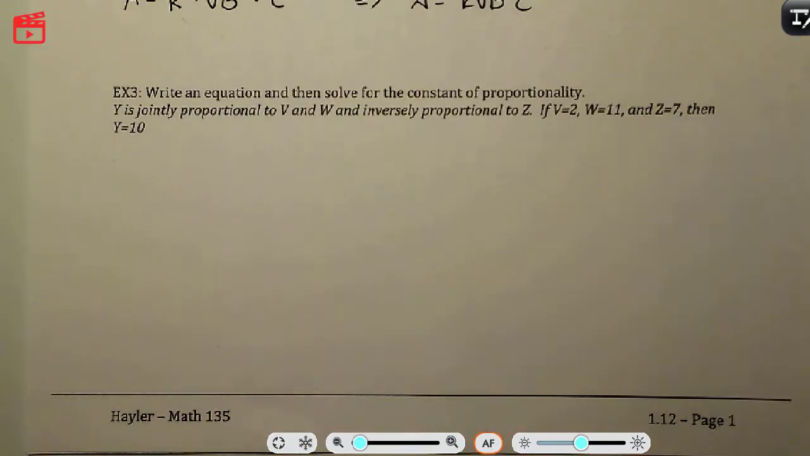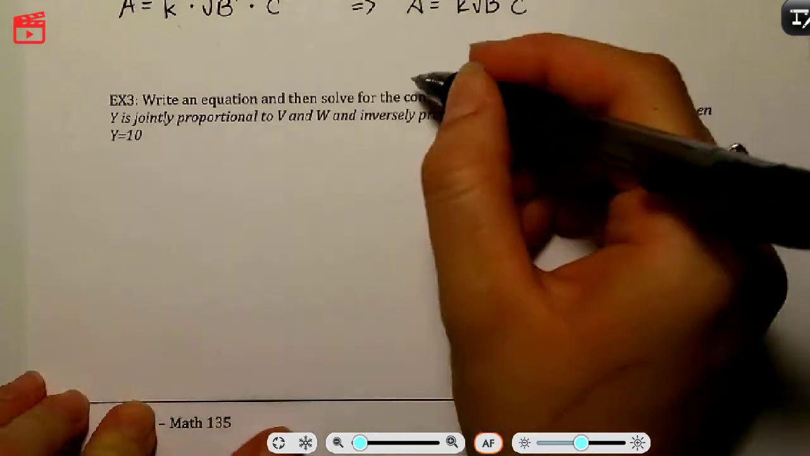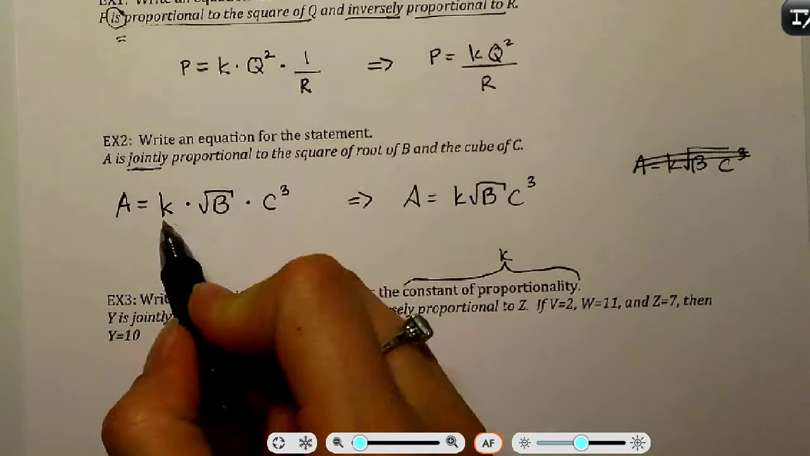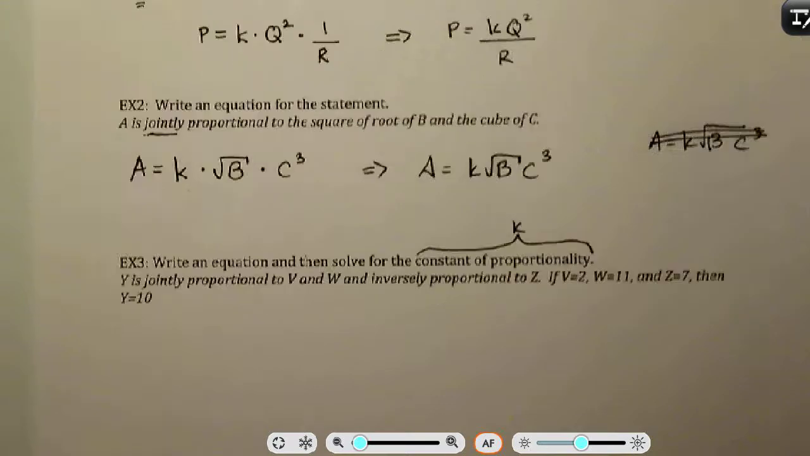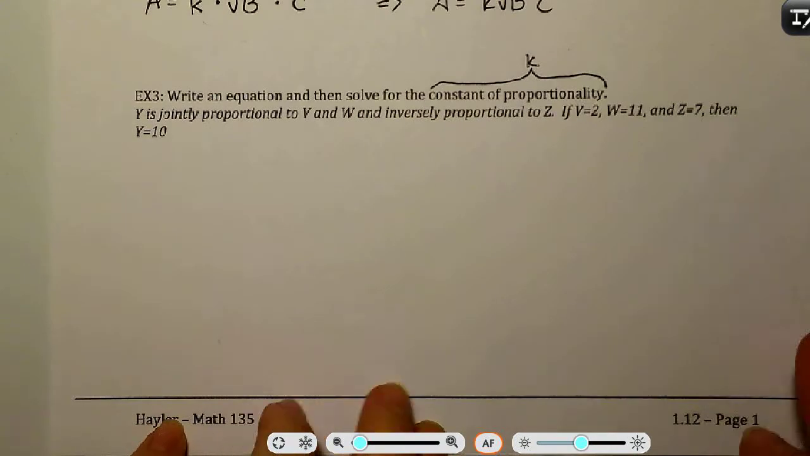Example 3. Write an equation and then solve for the constant of proportionality. So what's the constant of proportionality? That is k, remember? That little guy that's been hanging out randomly? That's what the constant is. So let's first write our equation, which is what we've been doing before.